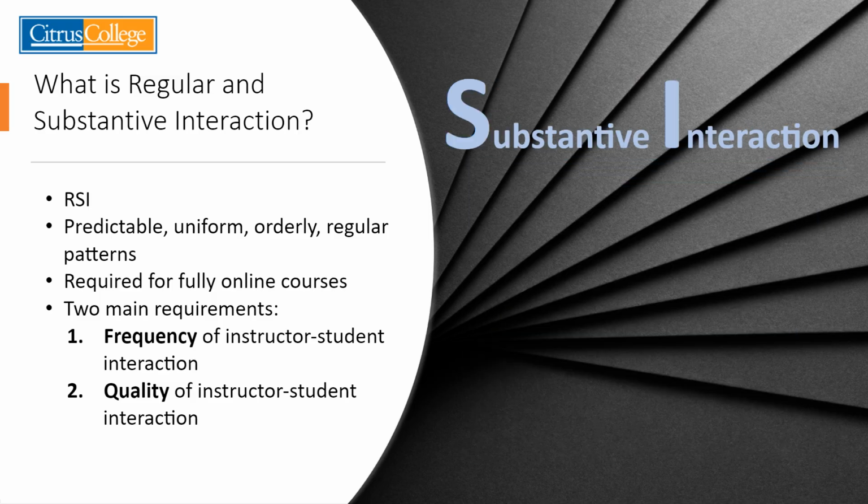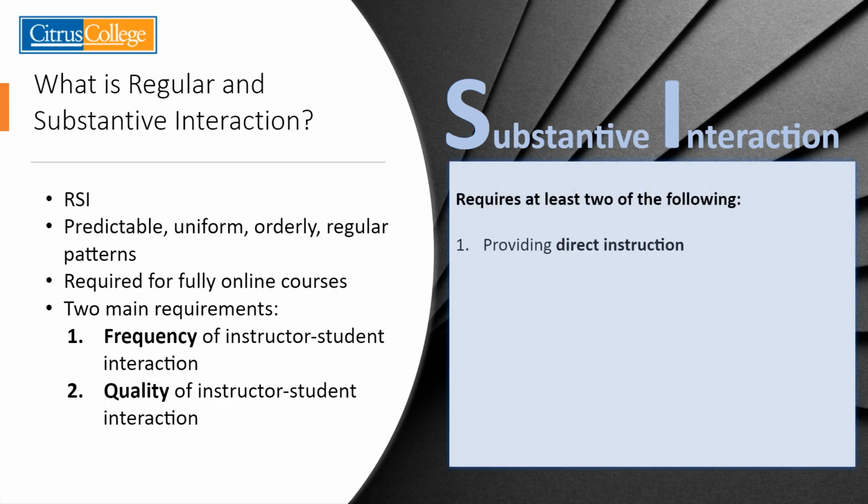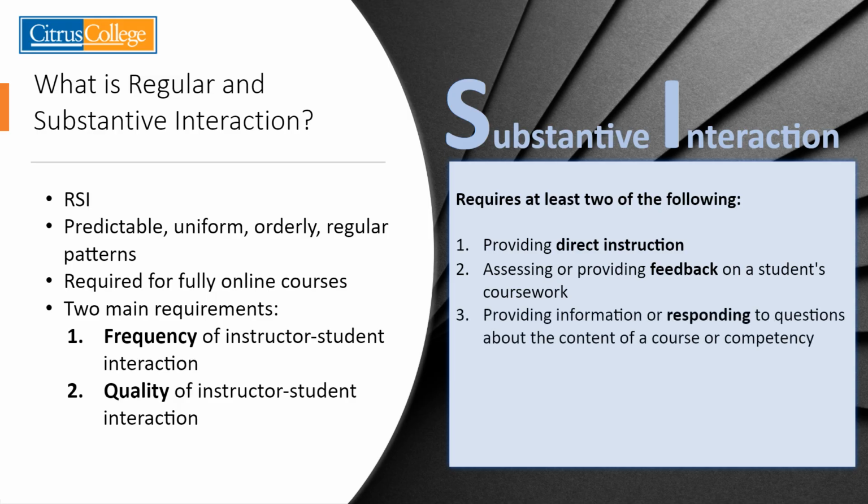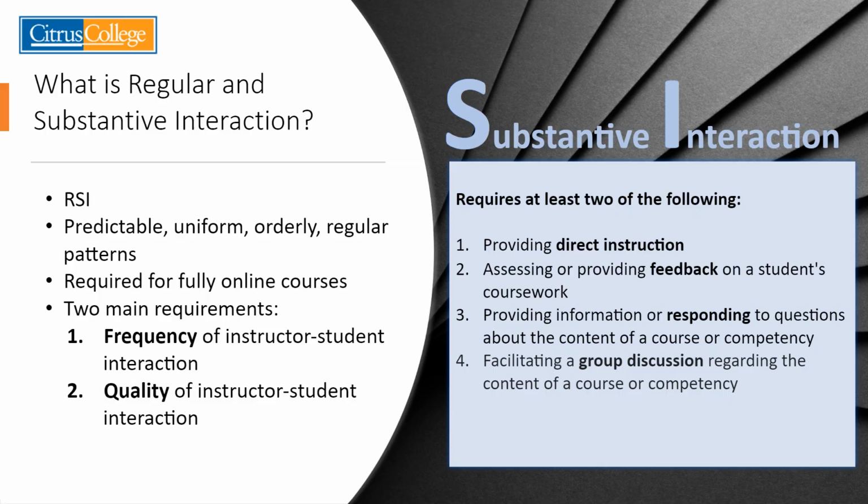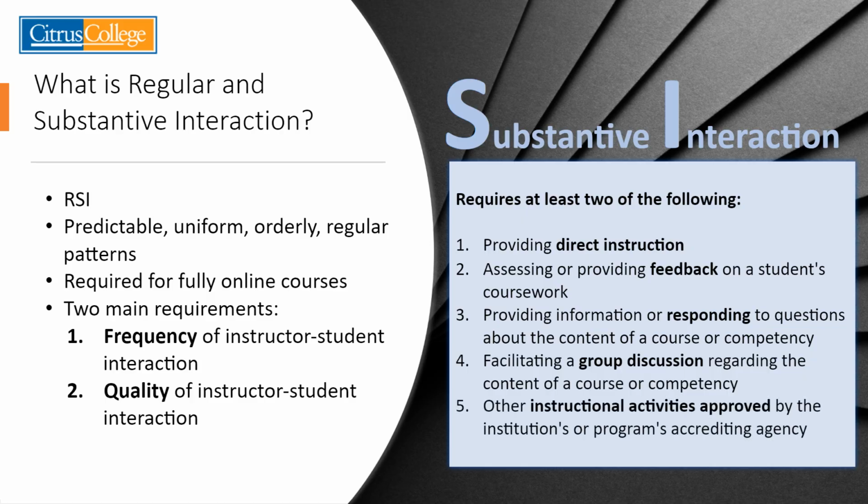The S in RSI stands for substantive interaction and aligns with quality. It requires at least 2 of the following. 1. Providing direct instruction. 2. Assessing or providing feedback on a student's coursework. 3. Providing information or responding to questions about the content of a course or competency. 4. Facilitating a group discussion regarding the content of a course or competency. Or 5. Other instructional activities approved by the institution's or program's accrediting agency.